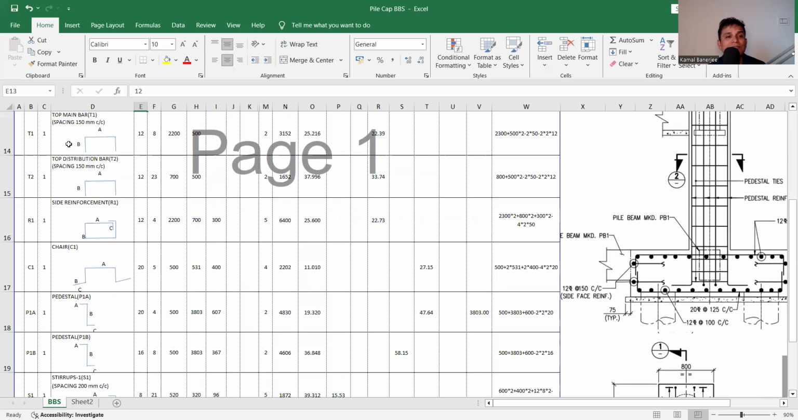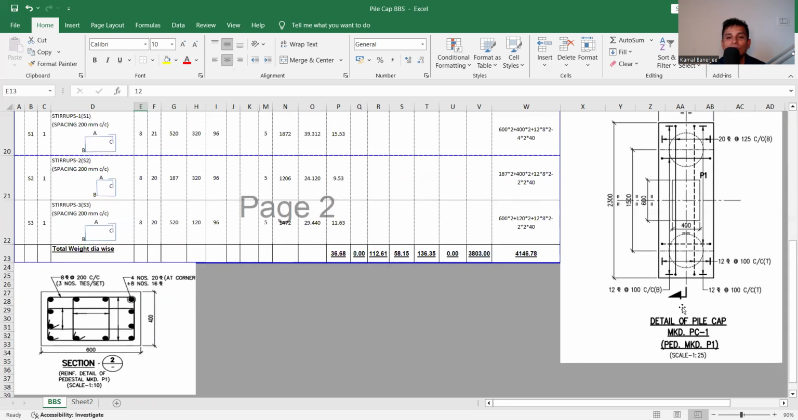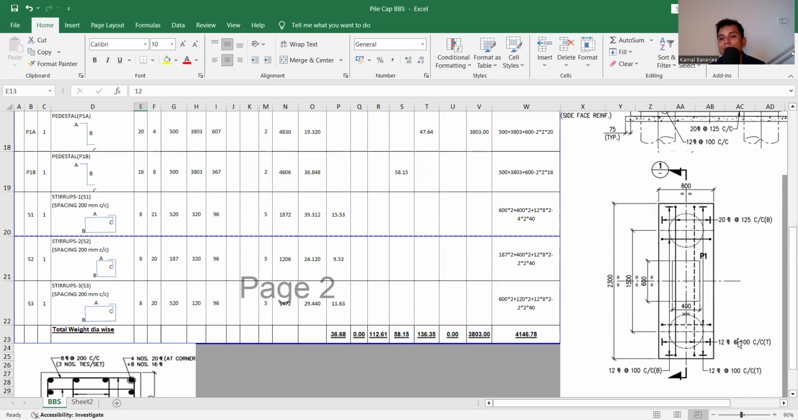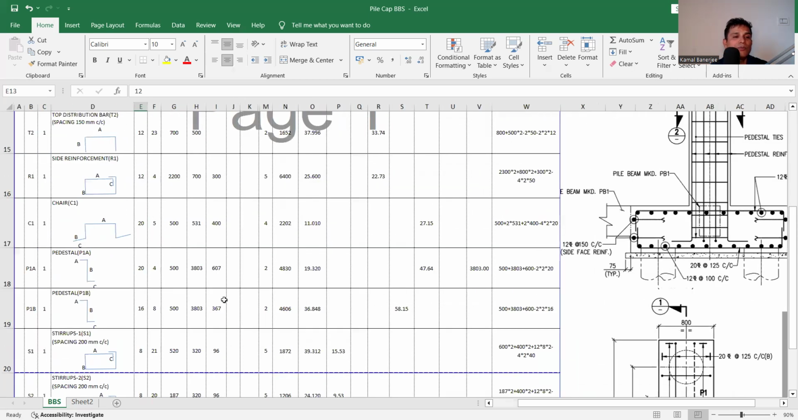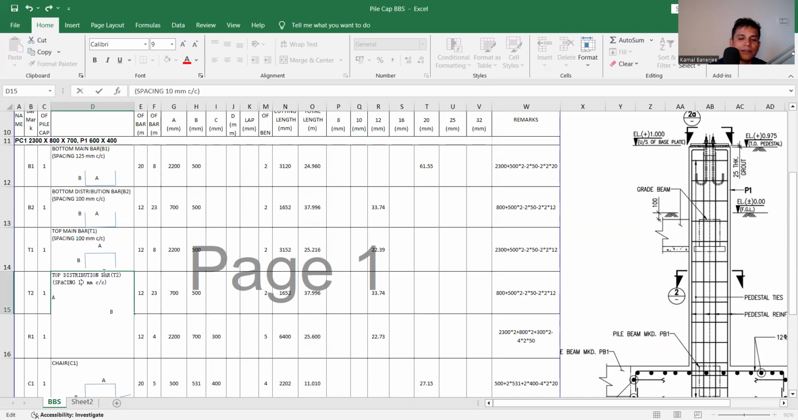Top bar, what is the spacing, again top reinforcements. You can see here top reinforcement spacing here also. So top reinforcement spacing is again 12 bar at 100 center. So we need to calculate the top reinforcement also. Here it will be 100 center. These also will be 100 center.